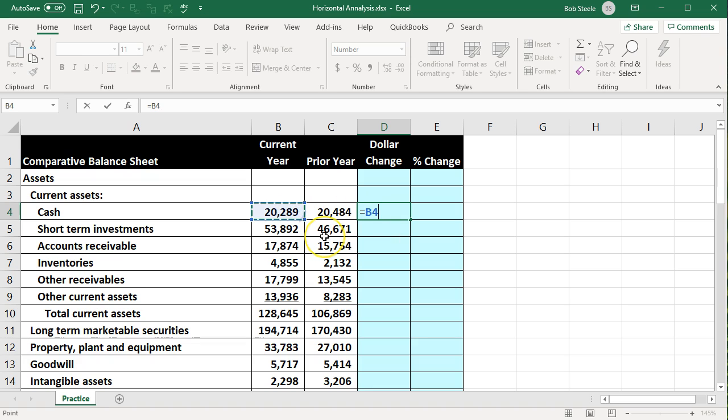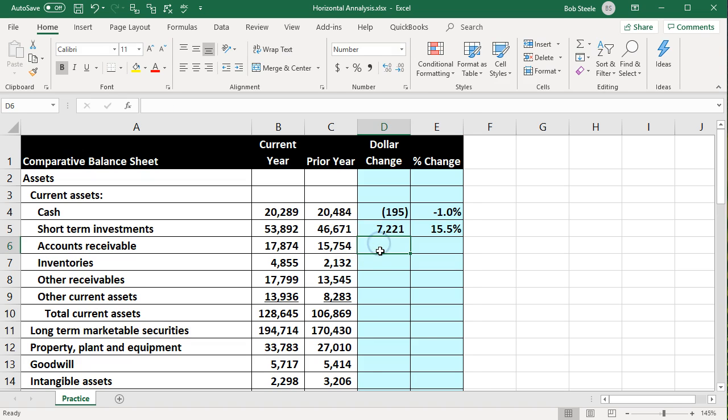We're going to say the $20,289 minus the $20,484. And then we'll take the change divided by the prior year. And that gives us a 1% change. So it went down by 1%. So we're going to do this again. We're going to say the current year minus the prior year. And then the change is going to be equal to the dollar change divided by the prior year.